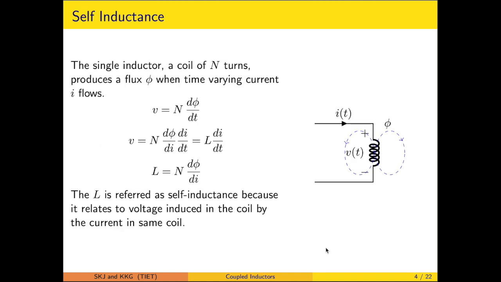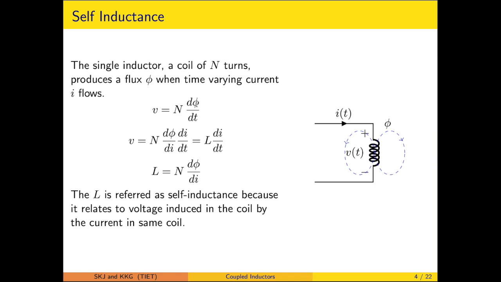So, here, say for self inductance, only one inductor is there. There is no other inductor in close proximity. This particular inductor consists of N number of turns carrying current i of t. Faraday's law of induction suggests V is equal to N d phi by dt.